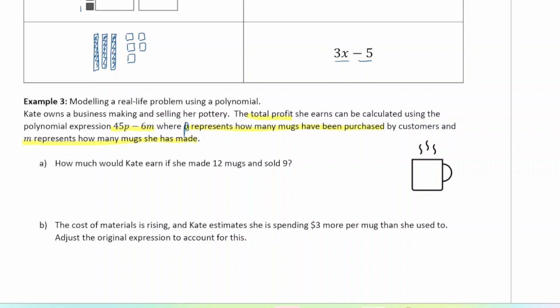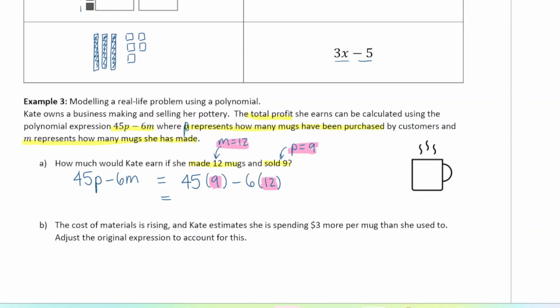Okay, so how much would Kate earn if she made 12 mugs and sold 9? How many have been purchased? That would be p equals 9, and she's made 12. So let's use our expression here, 45p minus 6m. We're going to replace the p and the m with the 2 numbers that were given. So 45 times 9 minus 6 times 12. I've taken these values that are now known. They used to be unknown values. Now we're given actual values to replace them with.